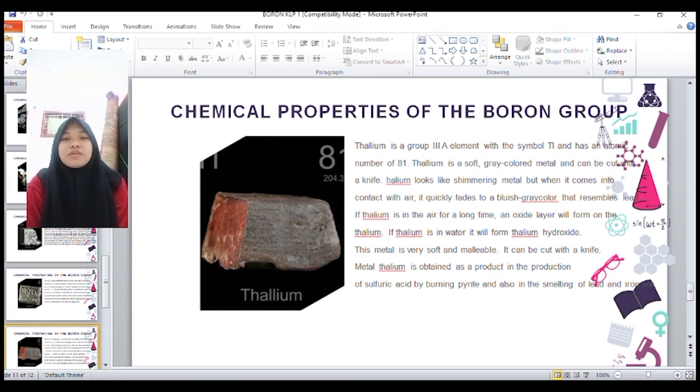This metal is very soft and malleable. It can be cut with a knife. Thallium metal is obtained as a product in the production of sulfuric acid by burning pyrite, and also in the smelting of lead and iron ore.